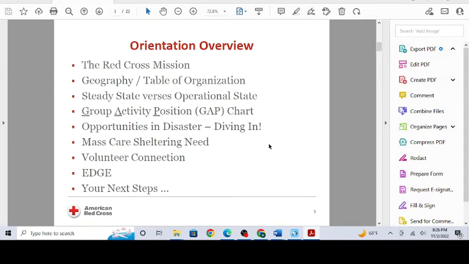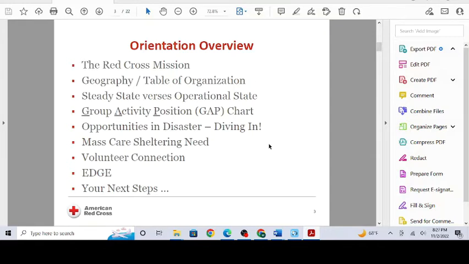So what will we talk about today? We're going to talk about the following. We're going to talk about the American Red Cross mission. We will talk about the geography or table organization. We will talk about steady state versus operational state. We will talk about the group activity position or gap chart. We'll talk about the opportunities in disaster, kind of dive in on that. We'll talk about the mass care sheltering need.